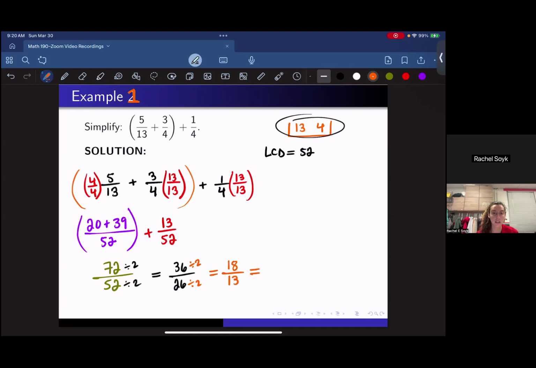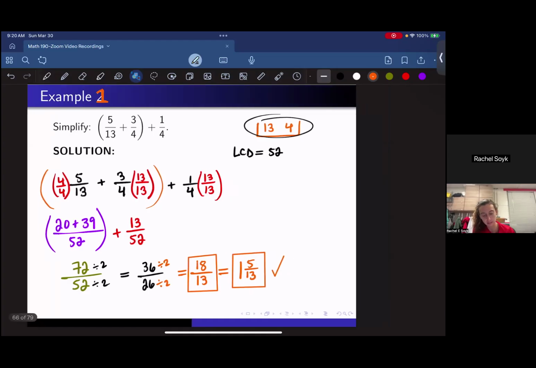which is in simplified form as an improper fraction. But if we wanted to convert this to a mixed fraction, 13 goes into 18 one time, and then we have a remainder of 5. So either of these boxed answers would receive full credit. All right, let's move on.